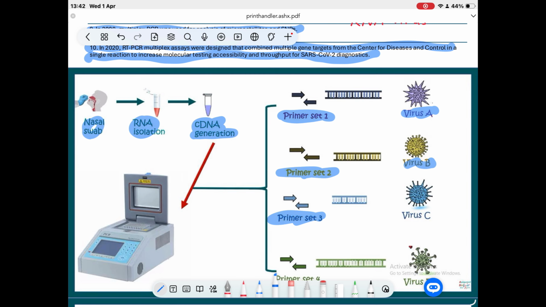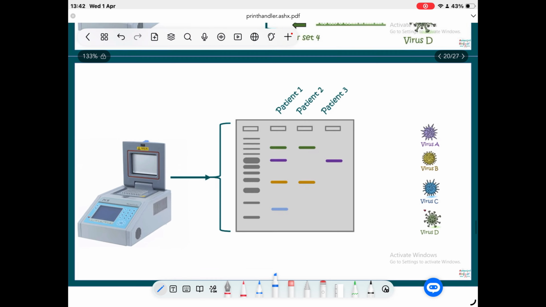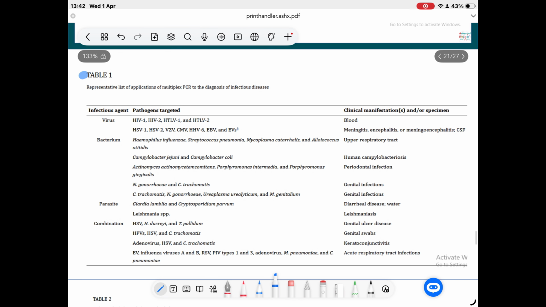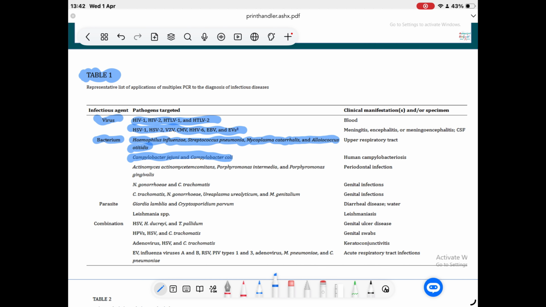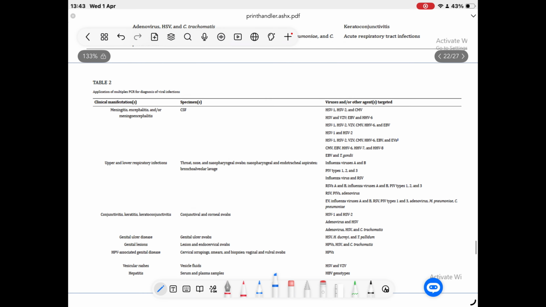Let's plunge into the massive tables provided in the document. Table 1 outlines applications of multiplex PCR to the diagnosis of infectious diseases, categorized strictly by agent. Under viruses, it lists multiplexing for HIV-1 and 2, HTLV-1 and 2, and a panel for HSV, VZV, CMV, and EBV targeting the central nervous system. A huge array of pathogens. Under bacteria, it lists targets like Haemophilus influenzae, Streptococcus pneumoniae, and mucosal pathogens like Campylobacter, Neisseria gonorrhoeae, and Chlamydia trachomatis. Under parasites, it even targets waterborne pathogens simultaneously, Giardia lamblia and Cryptosporidium parvum. It's extremely comprehensive. But Table 2 is where the true clinical logic reveals itself.